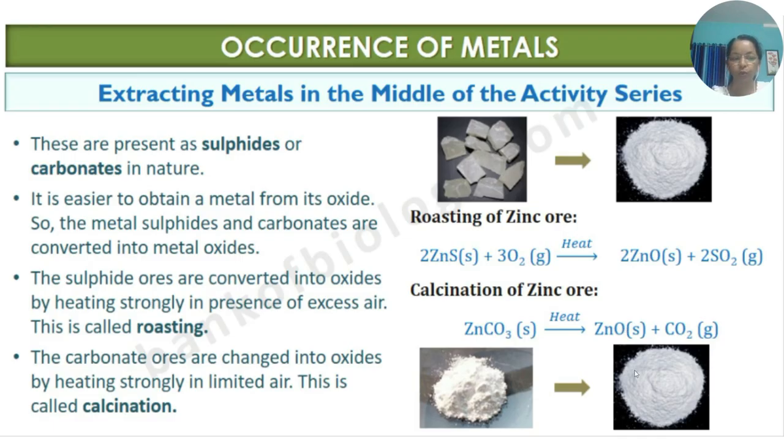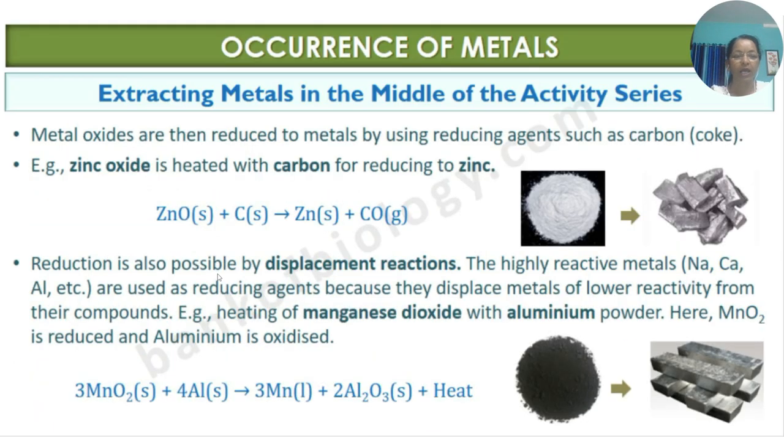Now what to do? Reduction process. We have to remove the oxygen from that. We can do that with the help of carbon. So zinc oxide is reduced with the help of carbon to get the zinc metal. So this is what is happening to get the metal. But this metal is impure, we know. It should be purified.